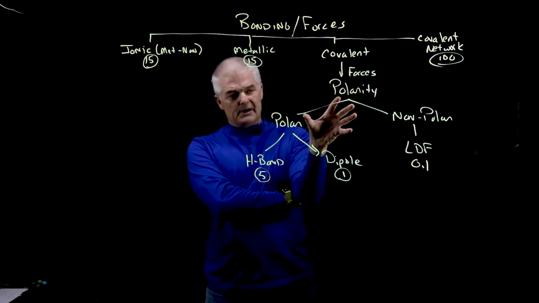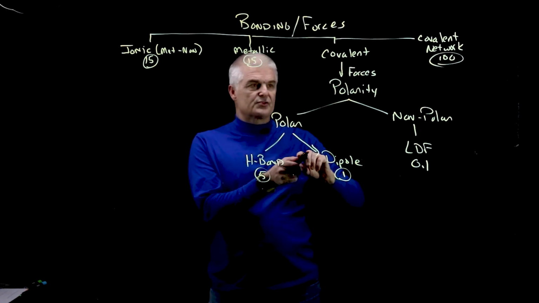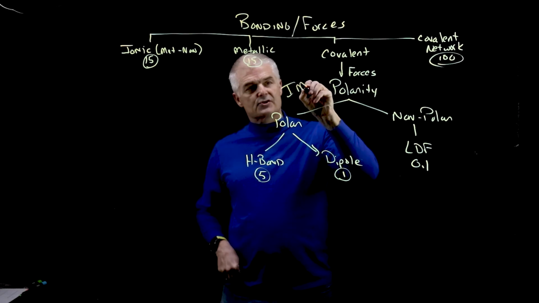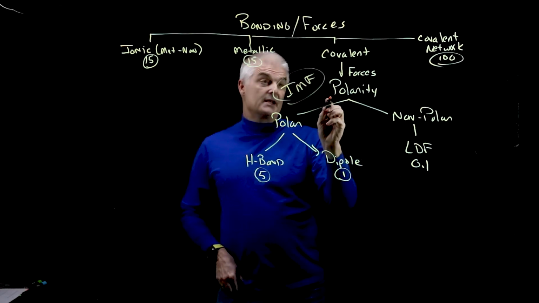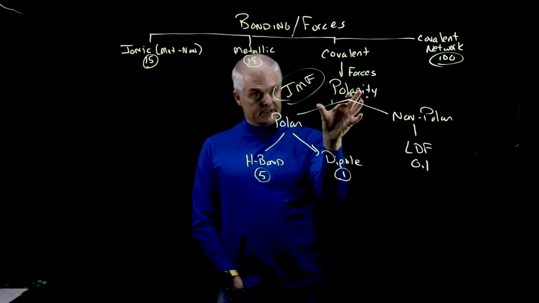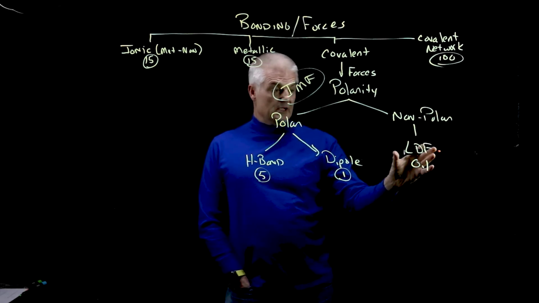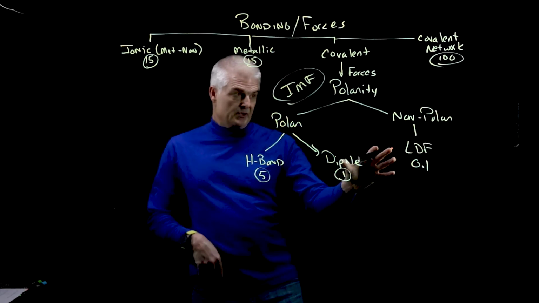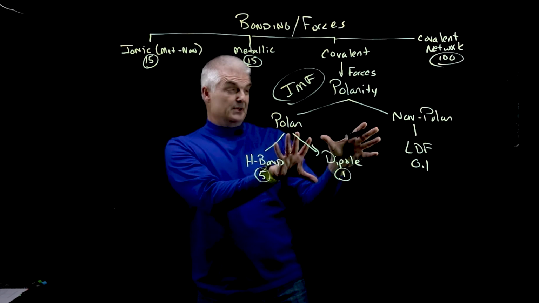But in a covalent bond, between the molecules, we have the IMF, the intermolecular forces. And the forces are divided by polarity, polar and nonpolar: London forces, hydrogen bonds, dipole. This chart is what we just copied down a few minutes ago.